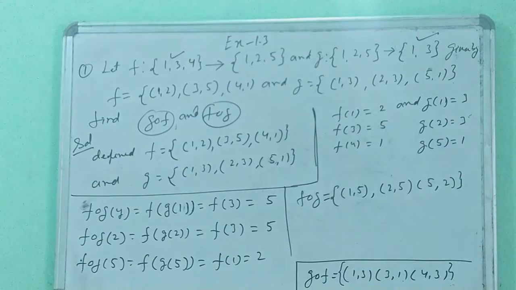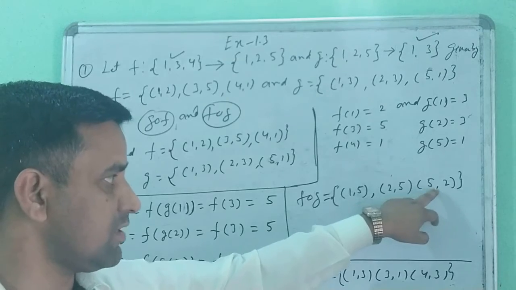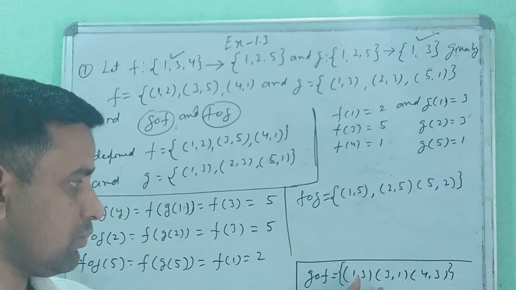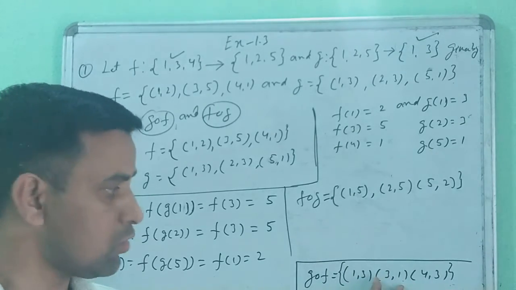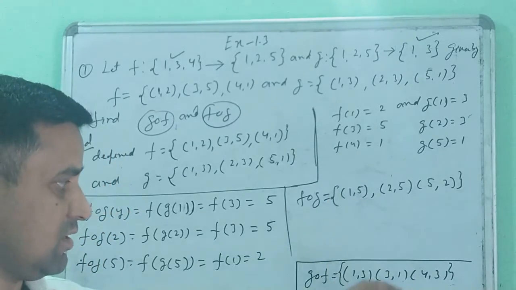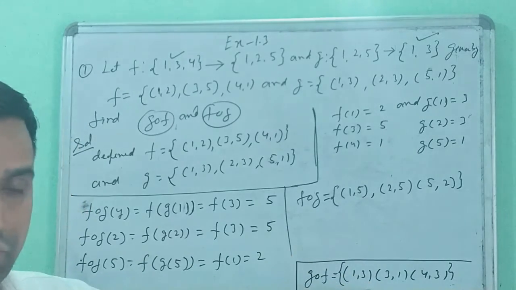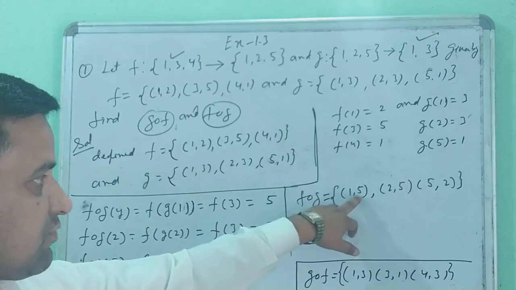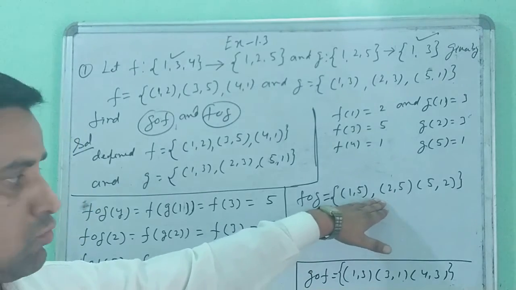So now you check this: 1 has relation to 5, and 2 also has relation to 5, and 3 has relation to 2. That means this is not a one-to-one function. Suppose this is 1 having 3, 3 having 1, 4 having 3; this is a one-one or onto function. But then FOG will not be a one-one and onto function. This is the opposite of this. Suppose this one is a one-one onto function, but this will not be, because 1 has relation to 5 and 2 also has relation to 5. So this will never be a one-one onto function.